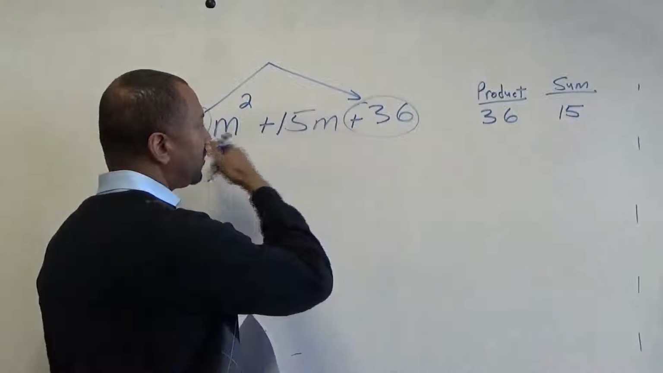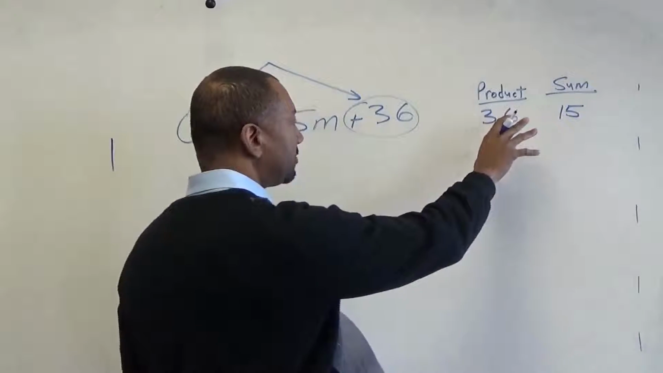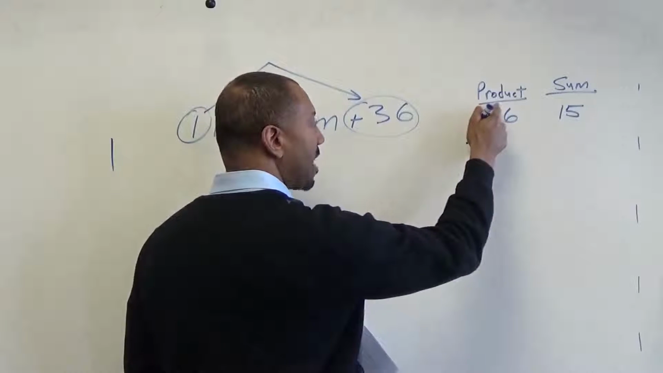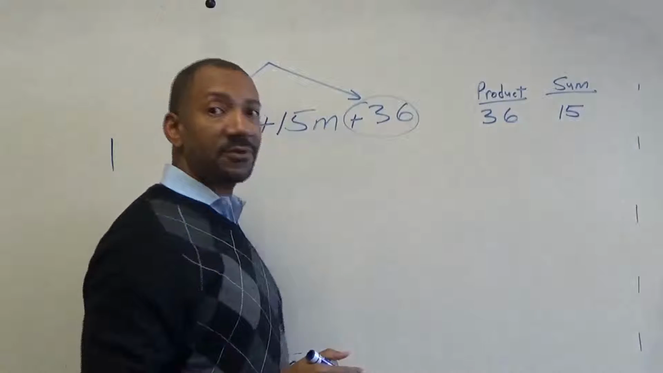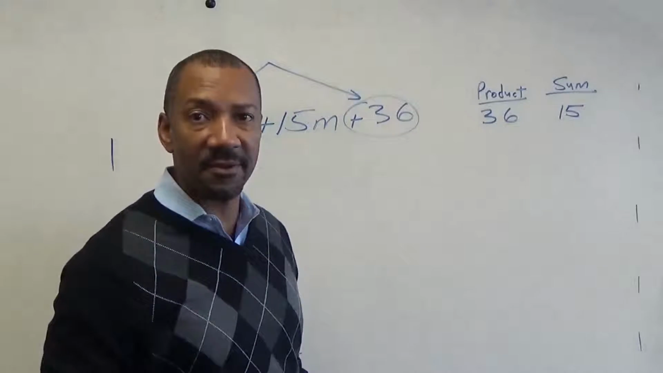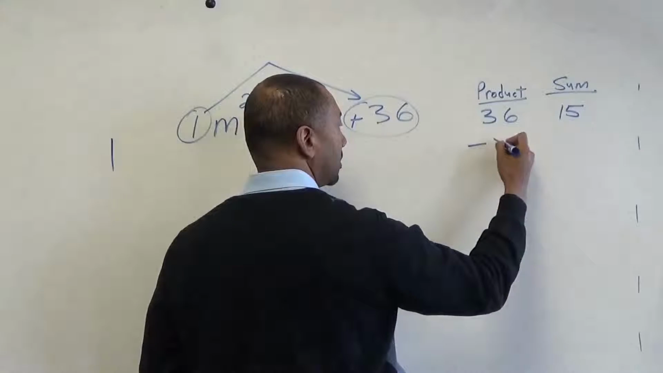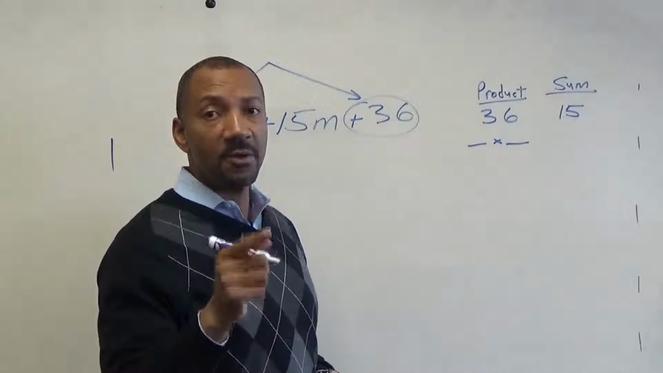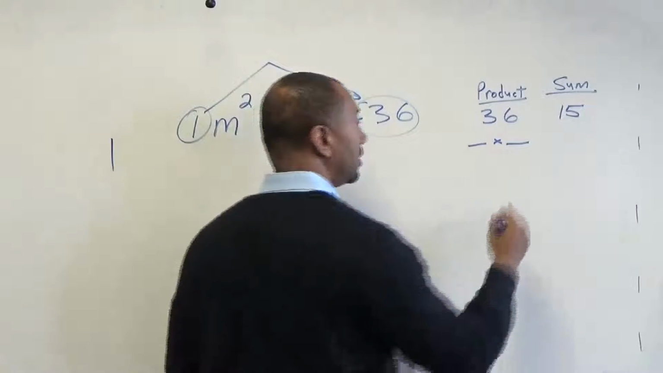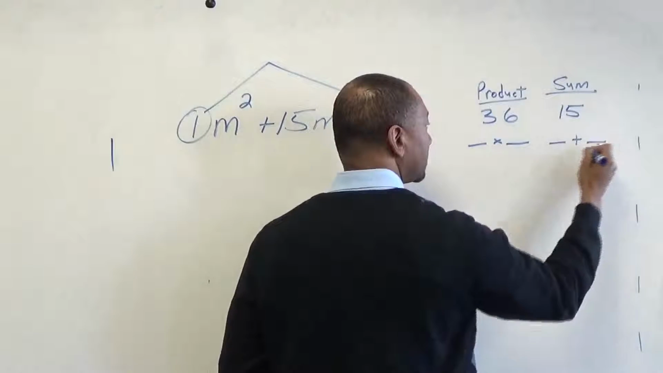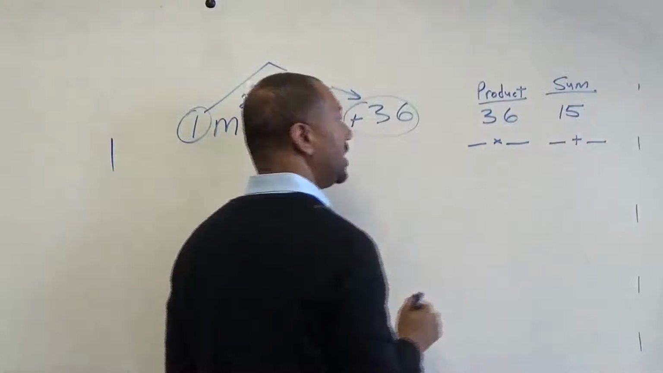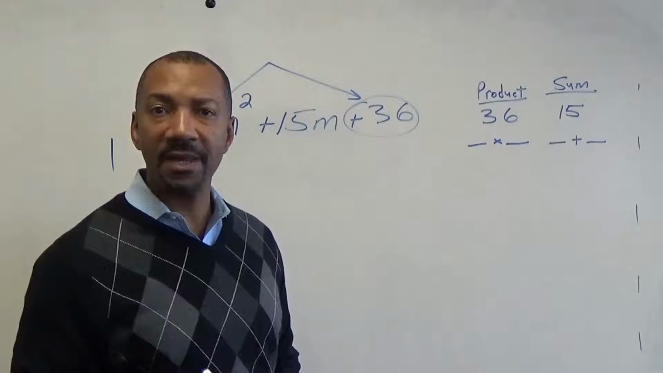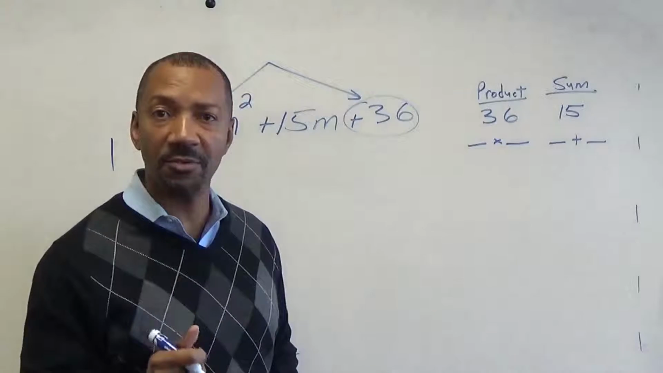So let's not look at this for the moment. Let's just focus on these numbers. And what we're going to be looking for now, under product, since product means multiplication, we're looking for two numbers that can multiply together that will give us 36. Those same two numbers have to add up to give us 15. And you may already know what those numbers are, but let's just assume for the moment that you don't.